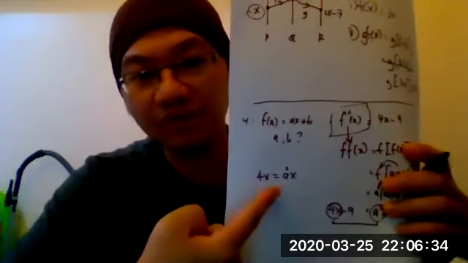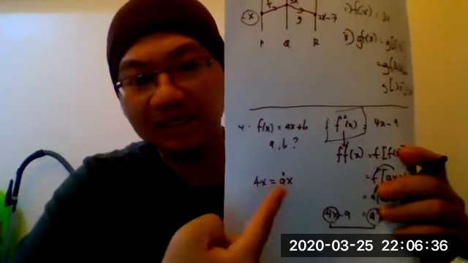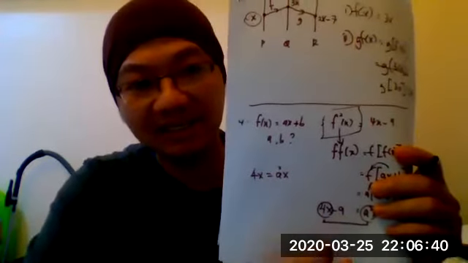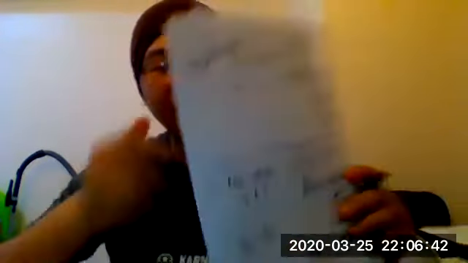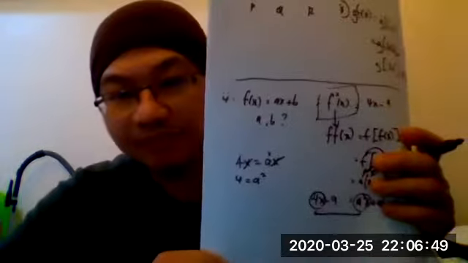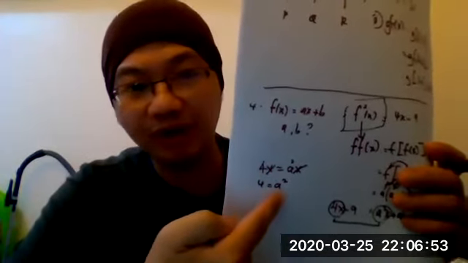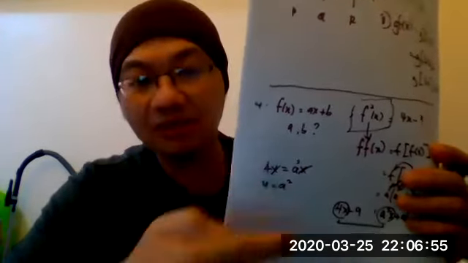So we can write like this: 4x equals a squared x. Since x on the left and x on the right are repeated, we can cancel that x. So how much is your a? Is that 4? No. 4 equals a squared, right? Yes. So how much is your a?